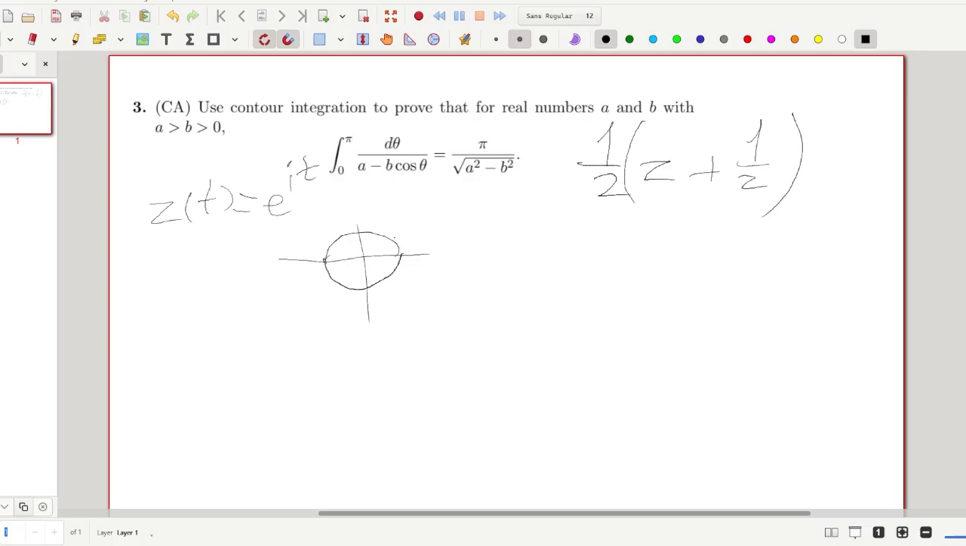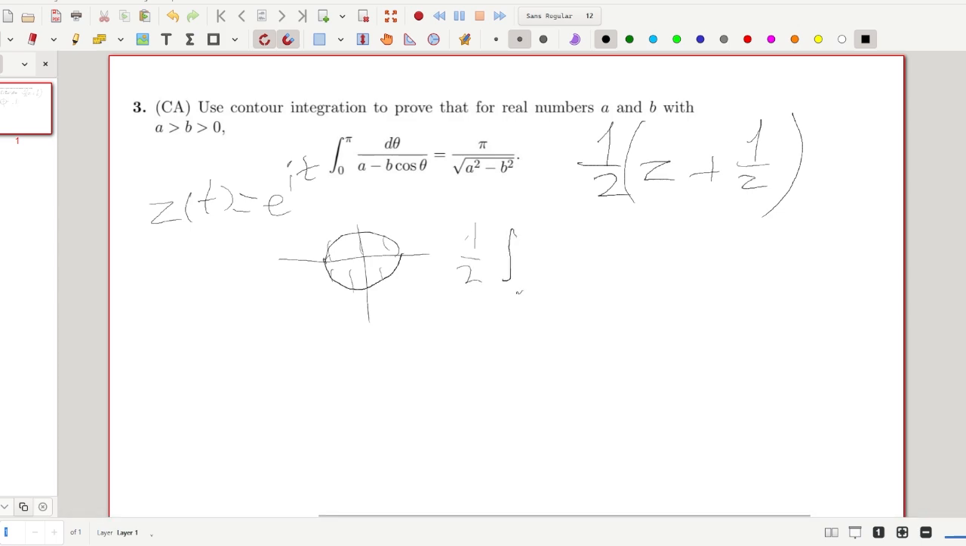apply the fact that cosine theta is symmetrical vertically. So what we're going to do is we're going to take 1/2 of the integral from negative pi to pi of d theta over a minus b cosine theta.